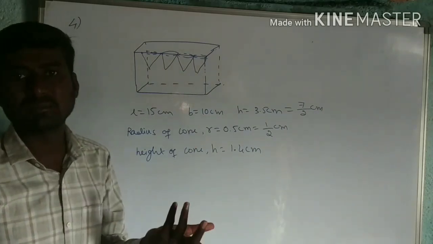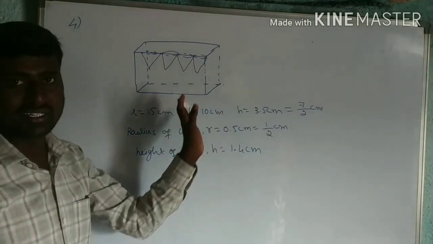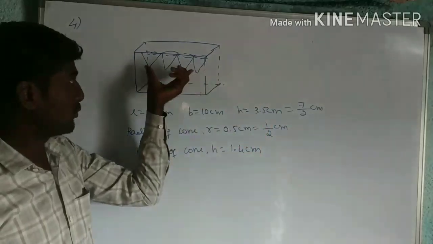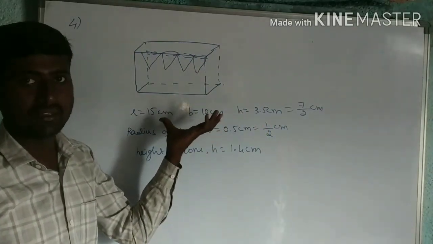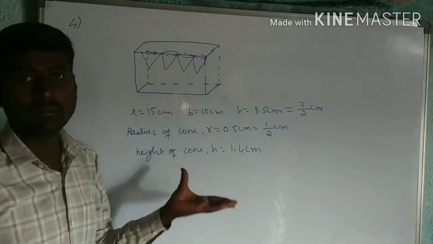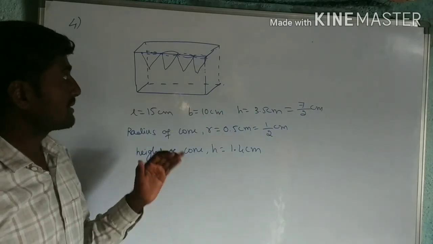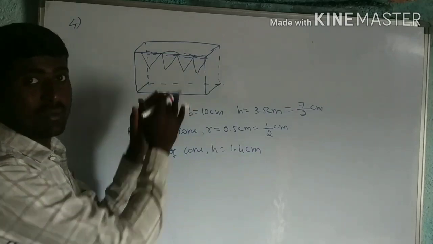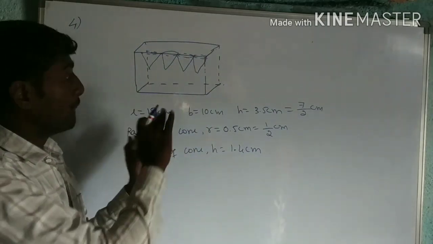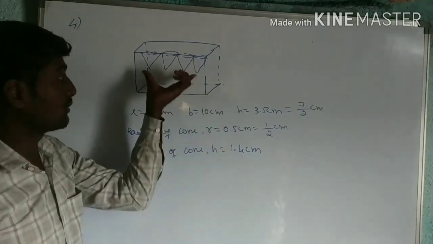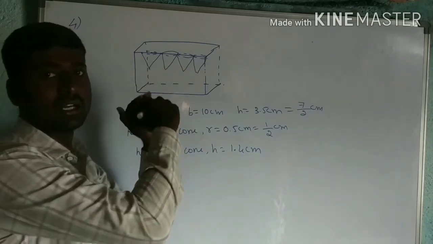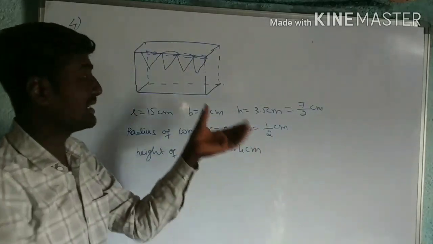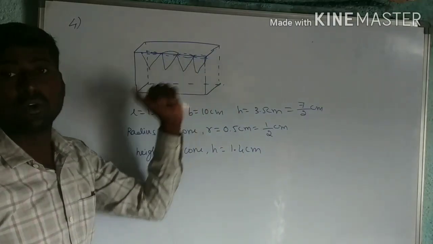So the pen stand is nothing but the remaining wood. Initially the cuboid wood was there. We made 4 conical depressions, then it became a pen stand. So we have to find the volume of the pen stand. That means the volume of the cuboid minus the volume of the 4 conical depressions, because we are removing some wood. Those are the volumes of the 4 cones.